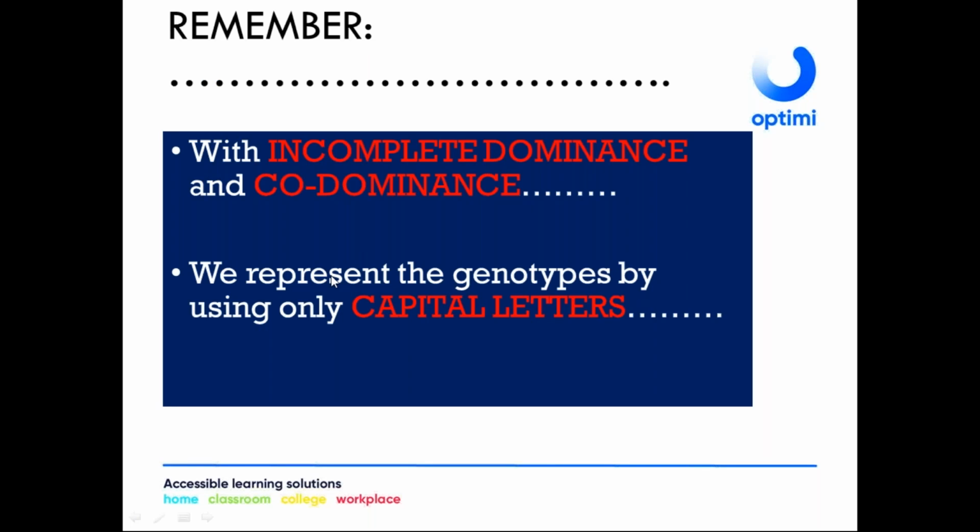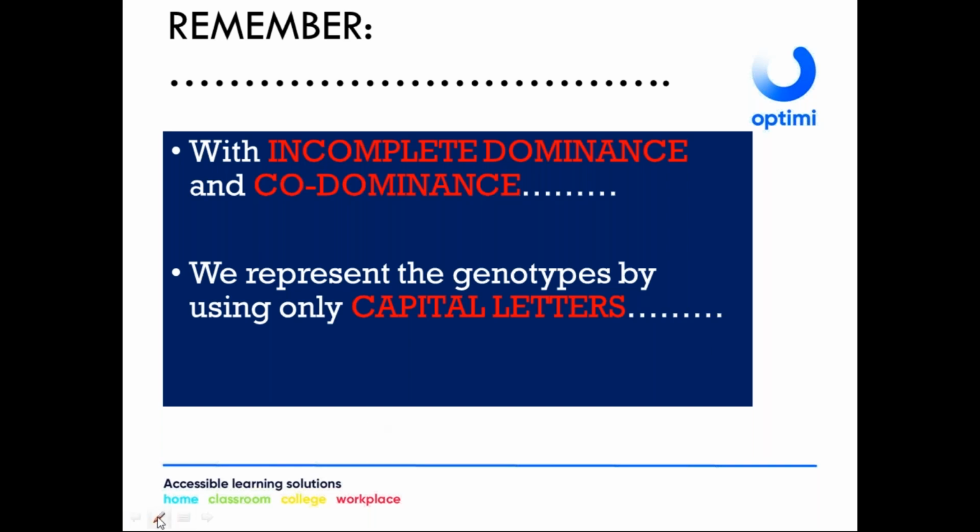What happens with incomplete dominance and codominance? What do we use to represent the genotypes then? Because both of them are dominant. With incomplete dominance and codominance, we represent the genotypes with capital letters only and not small letters, because both of them are dominant, but we will use different letters to represent the same trait.